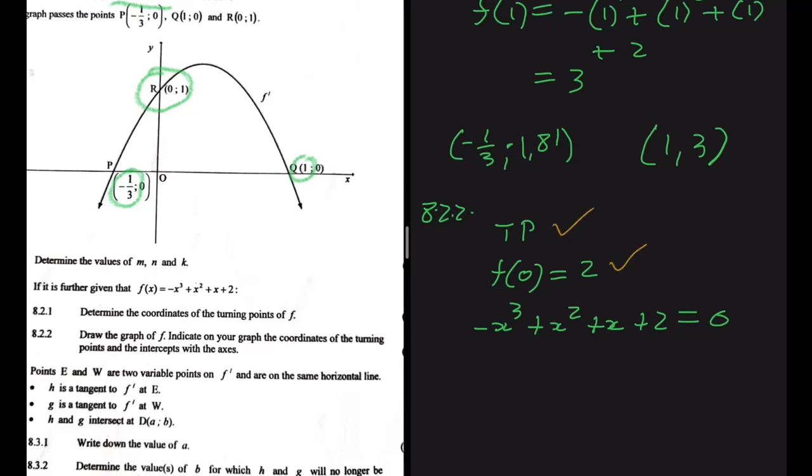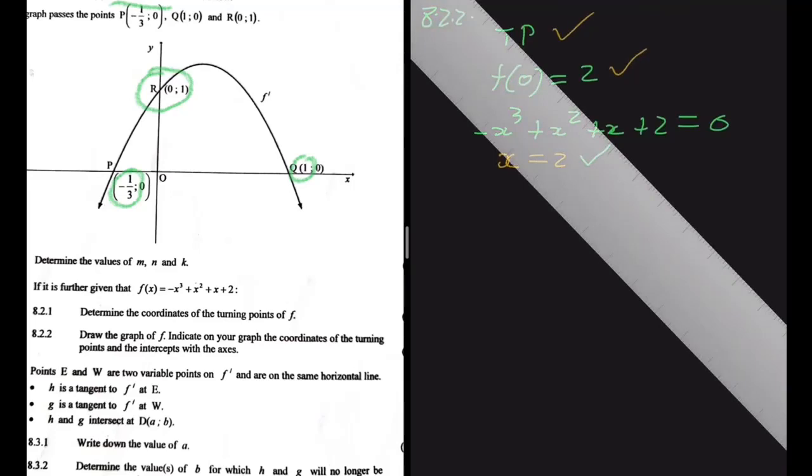If you use trial and error here, you will find out that the only real value of x that will satisfy this equation is when x equals 2, right? So this is the x-intercept, we have the y-intercept, and we have the turning points. Now we can sketch our function, right?